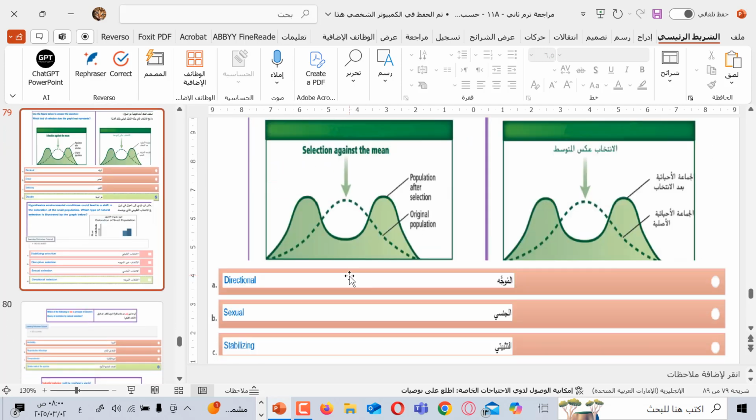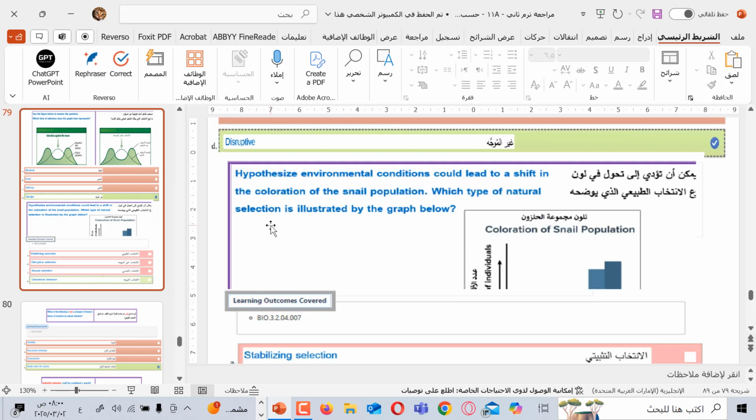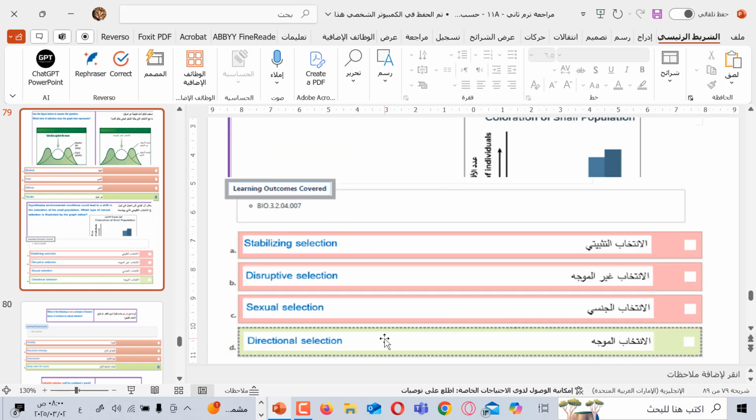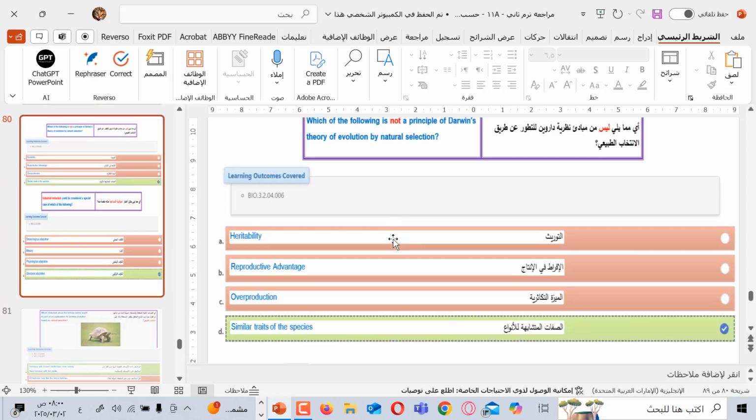We see this question. Hypothesized environmental conditions could lead to a shift in the variation of the snail population. Which type of natural selection? He says shift, this means directional. So it will be directional selection.